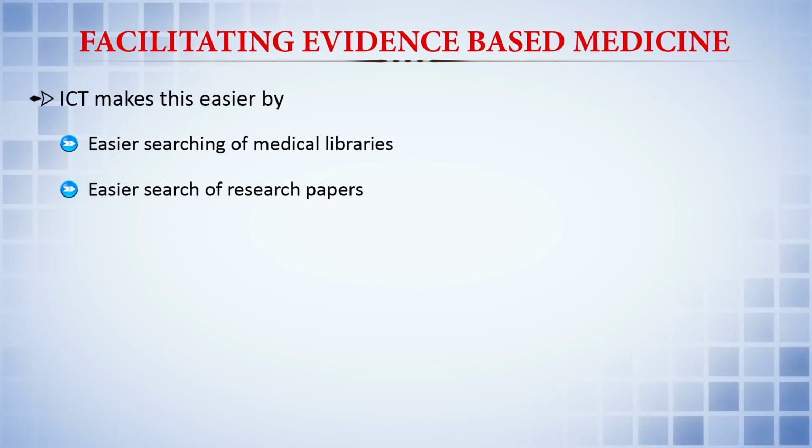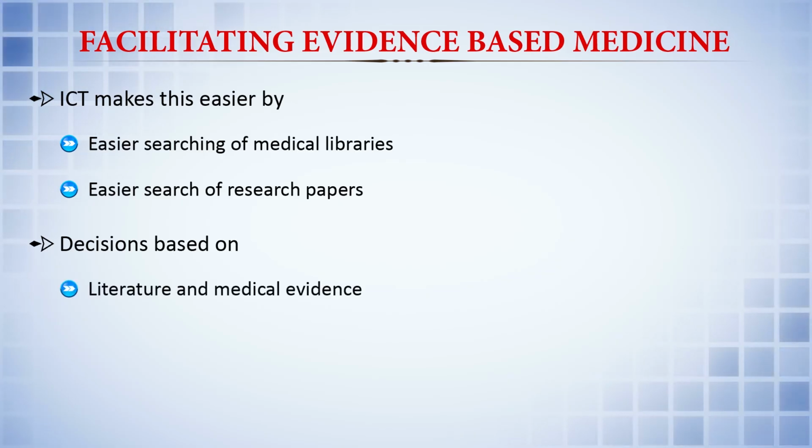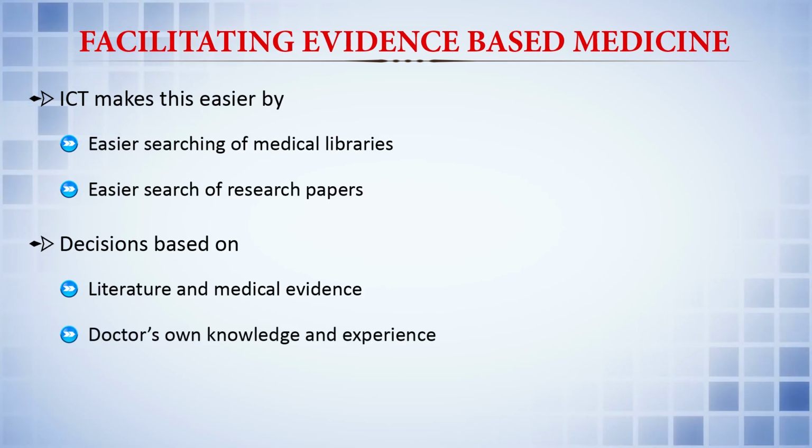Earlier, a doctor could only perform a limited search based on books or journals that he had access to. So, decisions therefore about what kind of treatment to be given to a particular patient depend on available literature and medical evidence, and of course on the doctor's own knowledge and experience, which is paramount, and the patient themselves. So, this makes for much more specific analysis and diagnosis of a condition and a much more specific line of treatment based on the patient's precise condition and preferences.